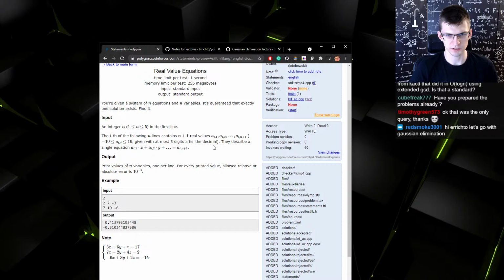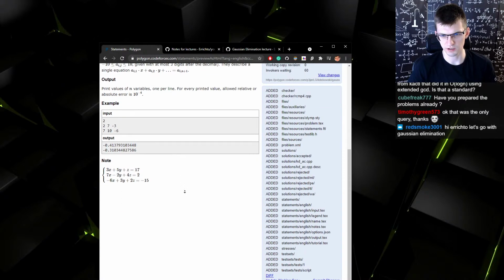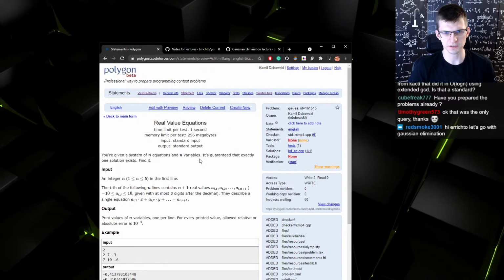Can we print at most 3 digits after the decimal point? Print the values of n variables, one per line. The allowed relative or absolute error is this. And as I said, maybe we should modify it. Yeah, but this is looking alright. Let's change the wording of this and let's choose the sample test or sample tests.